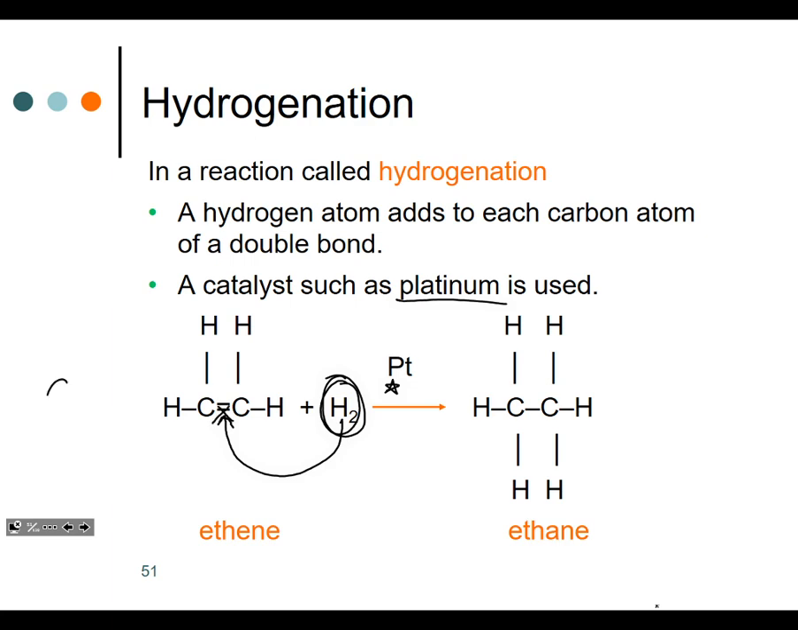Well, when it kicks out that double bond, this is what we have. We have carbon who wants 4 bonds. So 1, 2, 3, 1, 2, 3. Each carbon only has 3. So when it kicks out that double bond, carbon's not happy anymore.